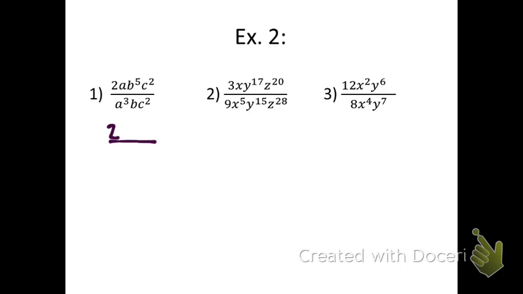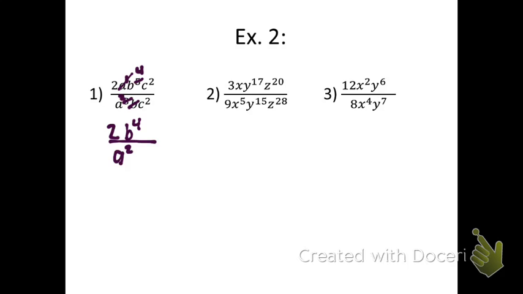Then looking at the a's, we have a to the 1st power here, of course, because there's no power there, so we know it's a 1, and a to the 3rd in the denominator. Cross out the 1, take away 1 from the denominator, we have a squared in the denominator. Next variable is b. B to the 5th is in the numerator, b to the 1st power is in the denominator. Take away 1 from the denominator, take away 1 from the numerator, we have b to the 4th that's left in the numerator.